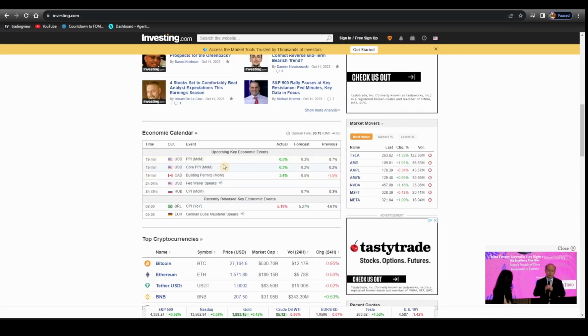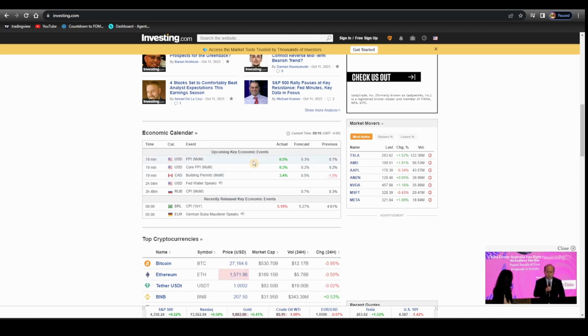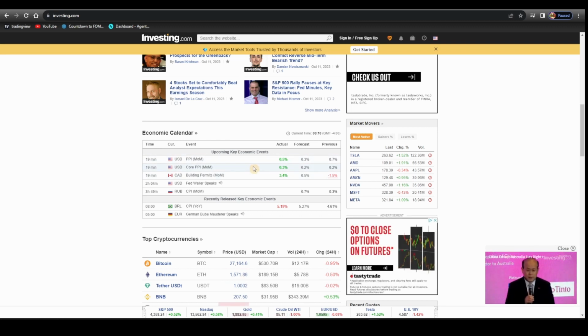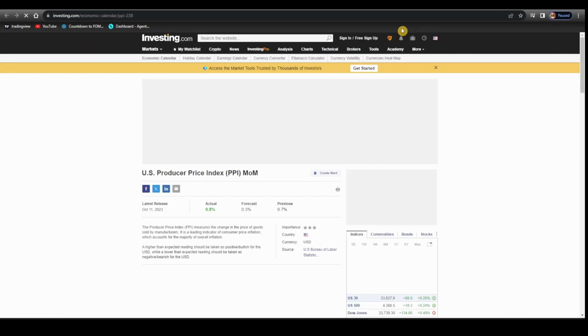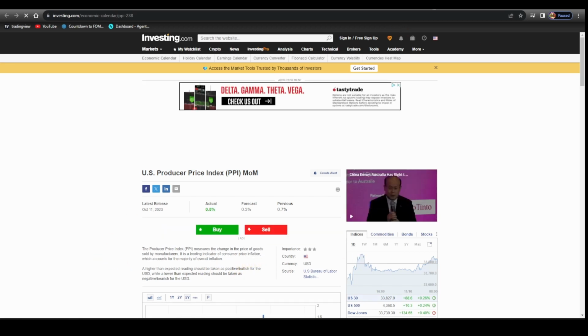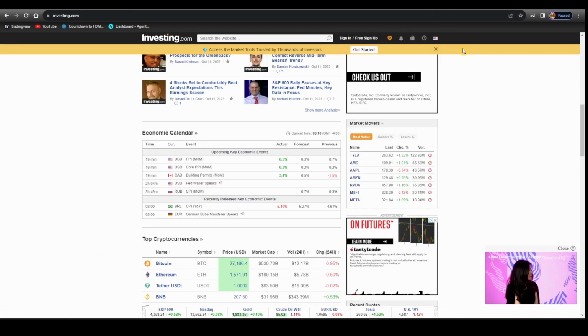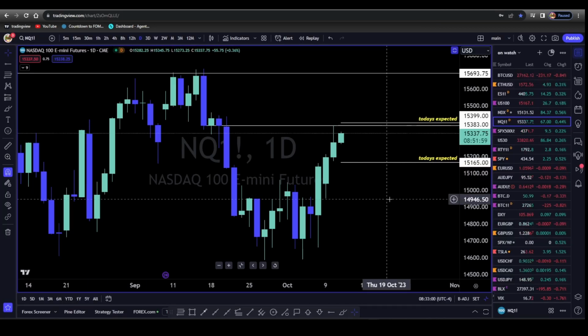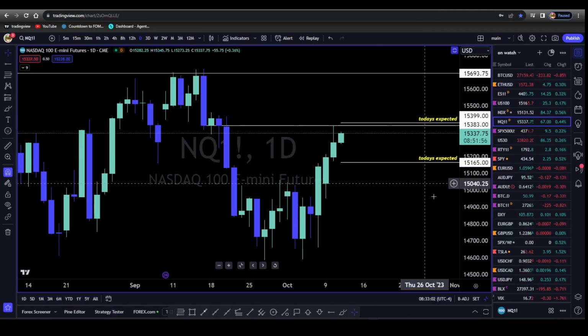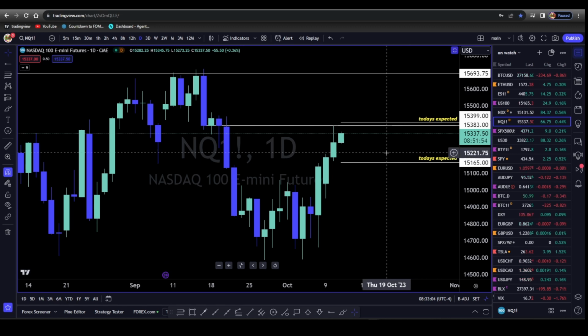So basically, right here, you can see that core PPI and PPI were both a beat. This should be bullish for the dollar. Let's go take a look. Higher than expected should be taken as positive or bullish for the dollar. So if we ultimately get that bullish move for the dollar, then we would expect risk to come off today.